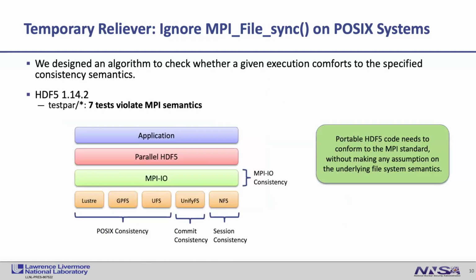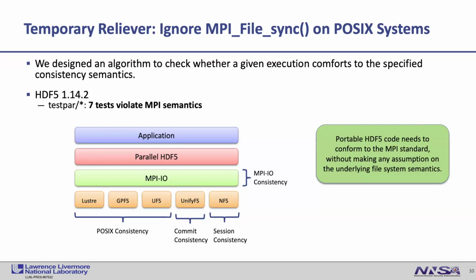So, for example, within MPI-IO, you could have NFS, UFS, which provide different consistency models. The point here is that portable HDF5 code or portable MPI code should not make any assumptions on the underlying file system. You just need to write the correct code and make it portable. You should not make any assumptions on the underlying file system, because the MPI standard doesn't say anything about it. As long as there's a working driver within MPI, it should work. You should not worry about the underlying file system.